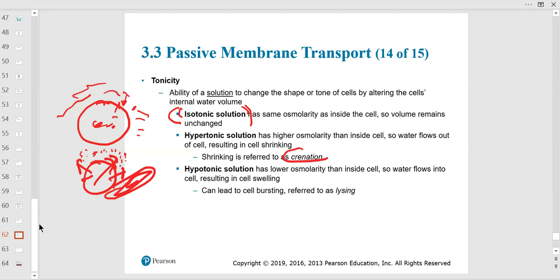So if you want to memorize this, fine. Like if you want to say, okay, isotonic solution, nice shape. Equilibrium, you have equal amounts of salt, solute, outside and inside, equal amount of water inside and outside.